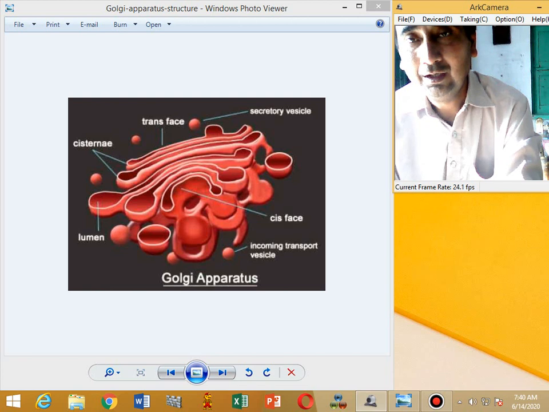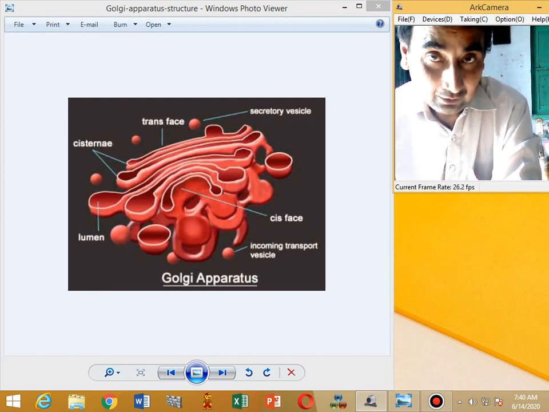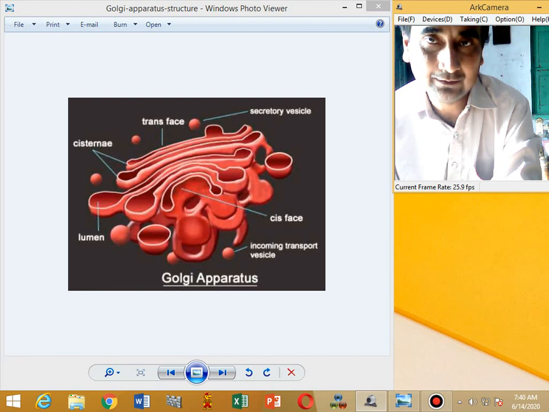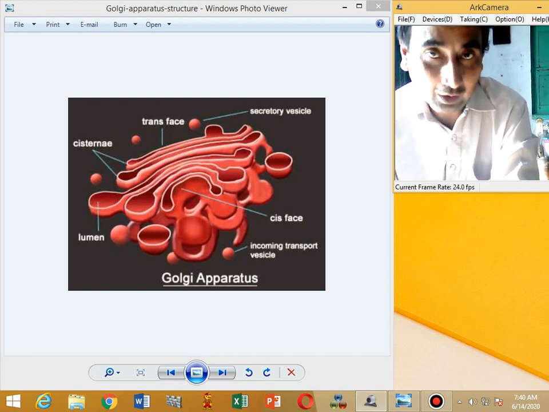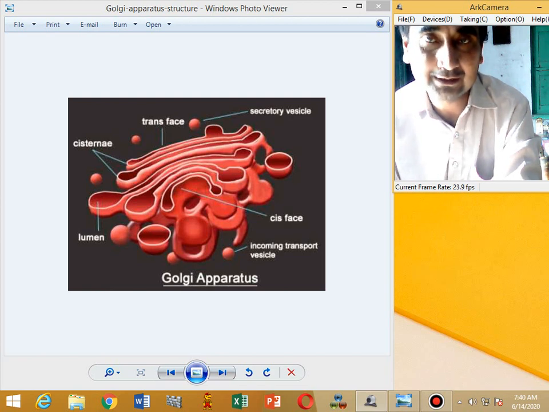Now, this Golgi complex has two faces. One is the outer or convex face, called the forming face. The other is the inner or concave face, called the maturing face.